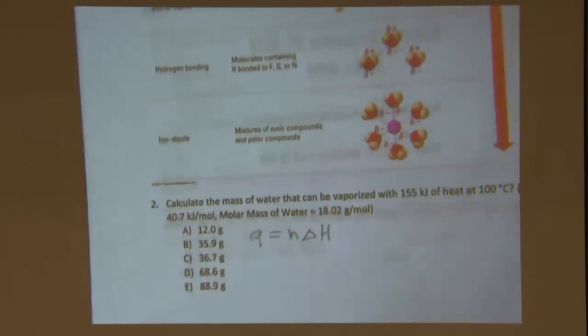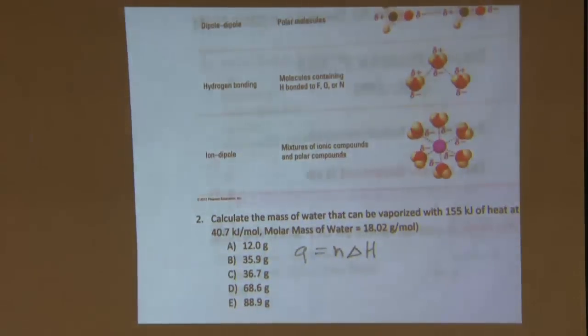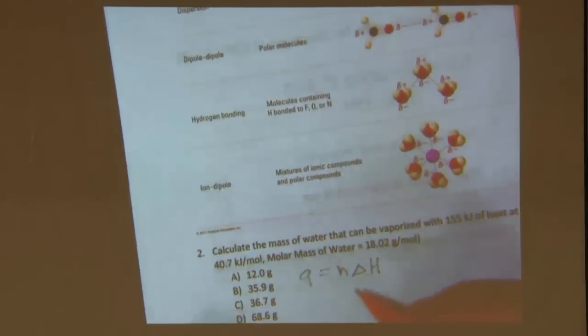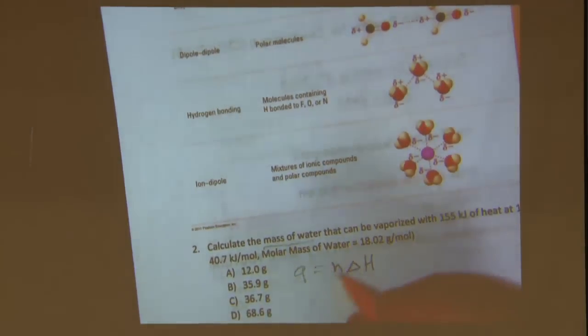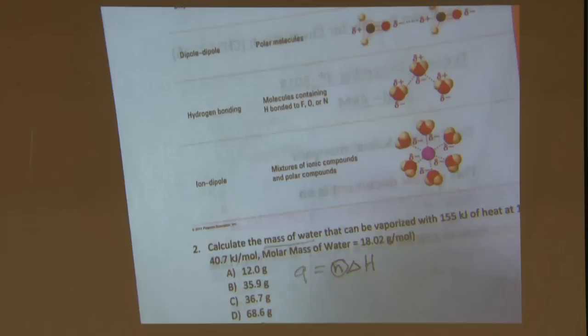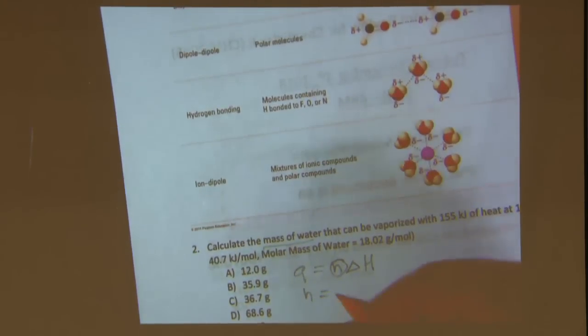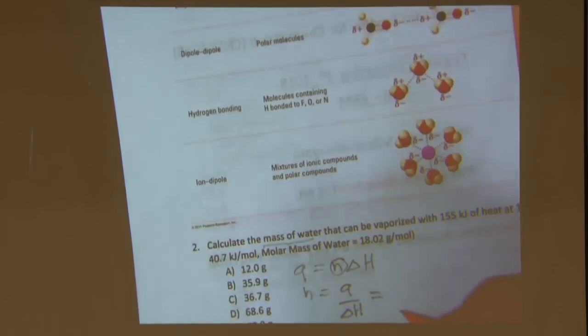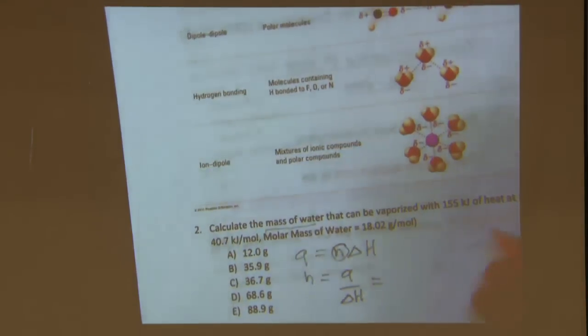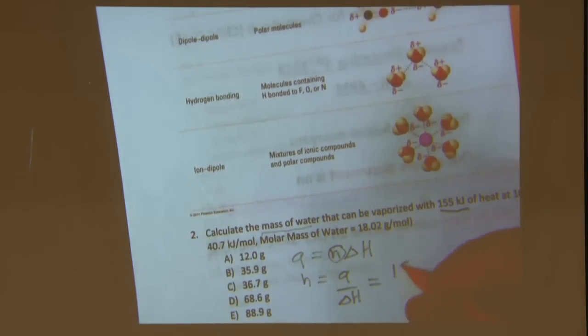Okay, and so here, if I'm looking for mass, that means I'm going to be solving for probably the moles here. So I'm going to rewrite this as Q over ΔH. I'm going to plug in those numbers. I had 155 kilojoules.